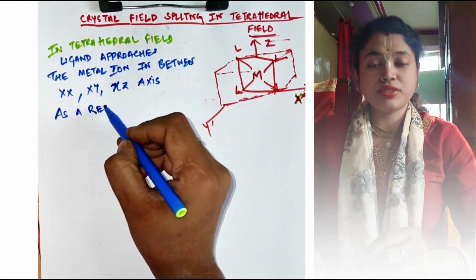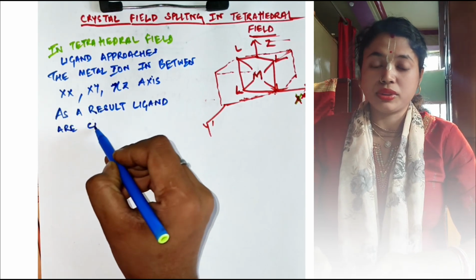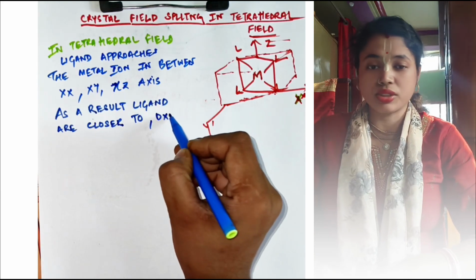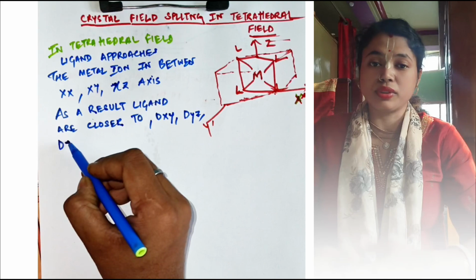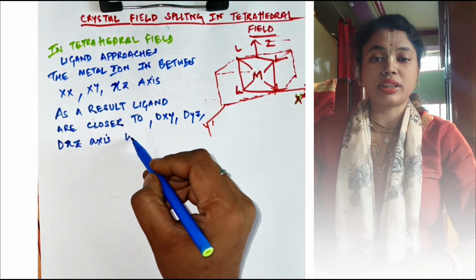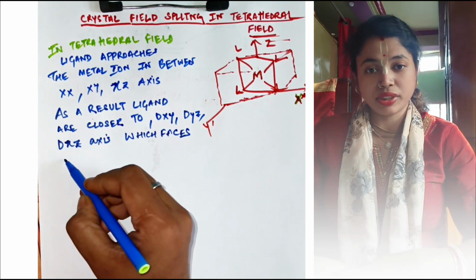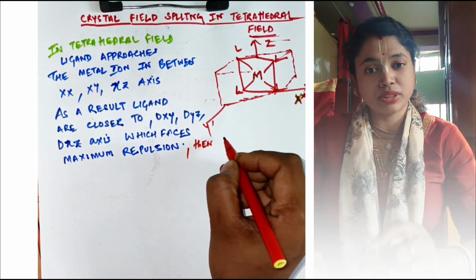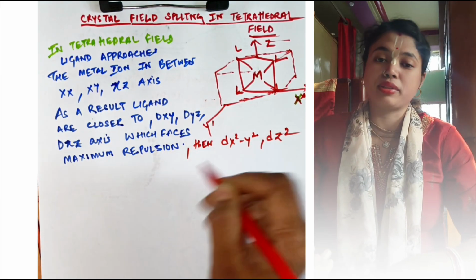what happens is that the ligands are closer to dxy, dyz and your dxz orbitals, okay, which face maximum repulsion, whereas the dx square minus y square and your dz square orbitals do not.